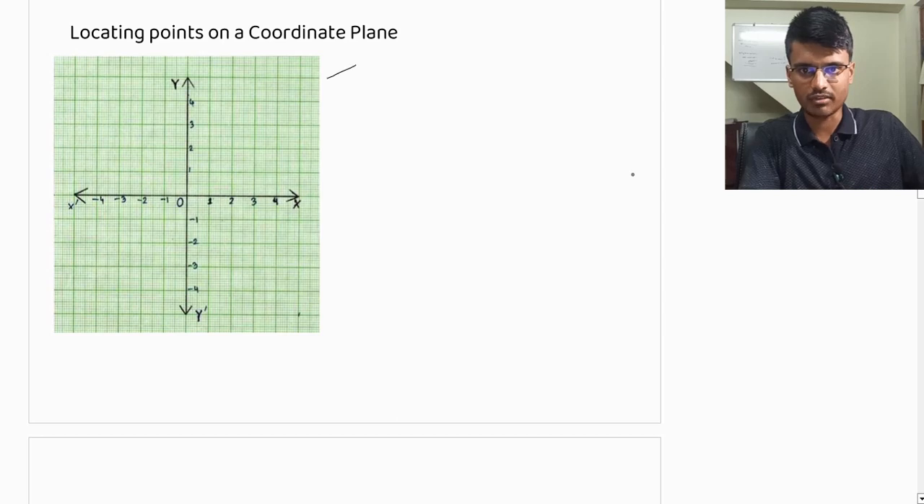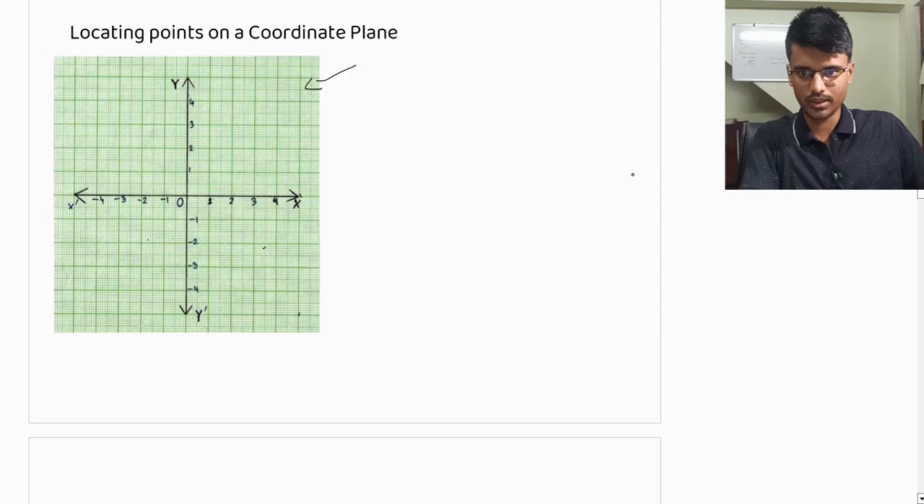This is a graph paper, as you all know. Here we have put this horizontal line. This is our x-axis and this is my y-axis. On the x-axis there are two directions. This is the positive direction and this is the negative direction, right? Here again in the y-axis I have a positive direction and a negative direction. I think everyone knows this.